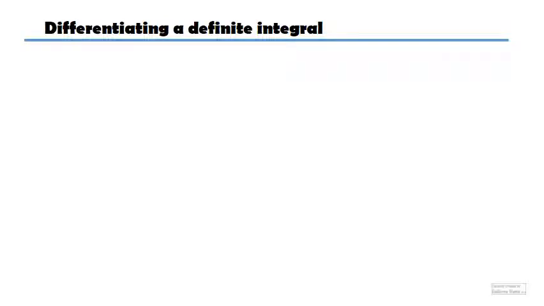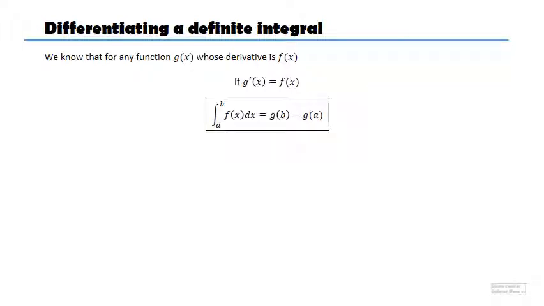This is where I'm going to explain what happens when I differentiate an integral, or what happens when I integrate a derivative. So we know that a function g of x, whose derivative is f of x, hence g prime of x gives me f of x. If I integrate f of x in between a and b, I'm going to get g of b minus g of a.